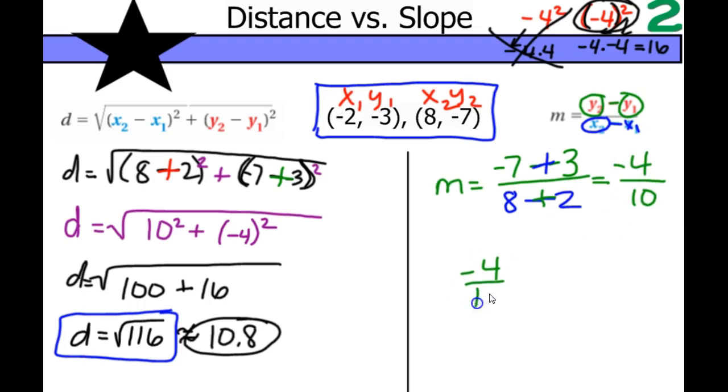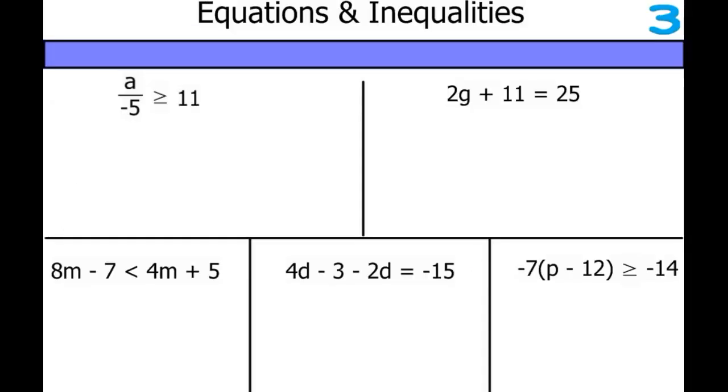Now this is a great answer. However, we can simplify this. If I divide both by 2, negative 4 divided by 2 is negative 2. 10 divided by 2 is positive 5. So that's it on distance formula and slope. So now you know the difference between those two.